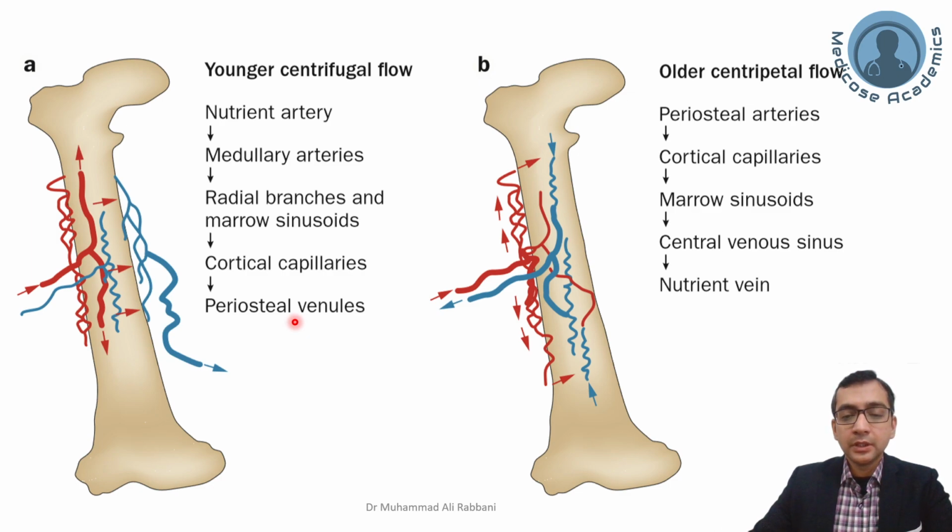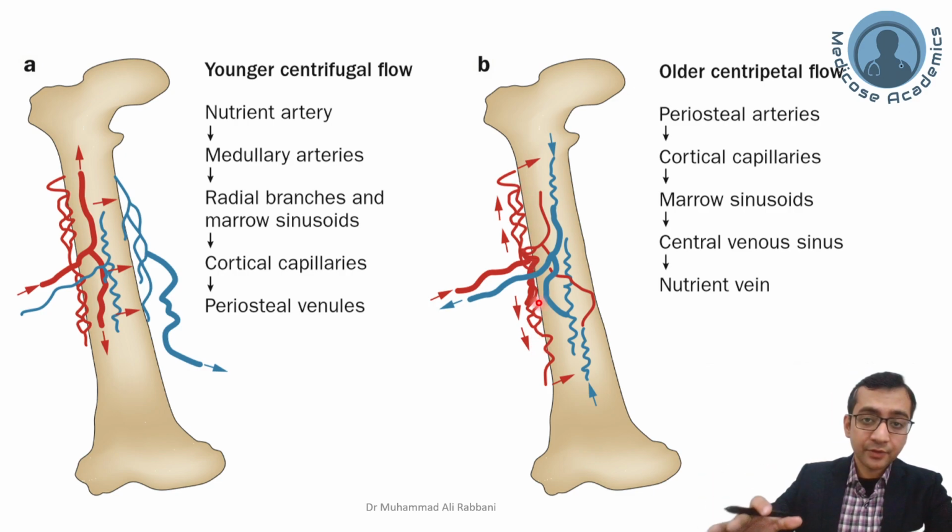As you grow old, the direction of flow switches a little. The roles are reversed a little. The periosteal arteries gain more importance as compared to the nutrient artery. Of course, nutrient artery is also anastomosing with the periosteal arteries. A lot of blood enters through the cortex through the periosteal arteries. Again, these are relative terms. The other way is happening also, but we are talking about the majority.